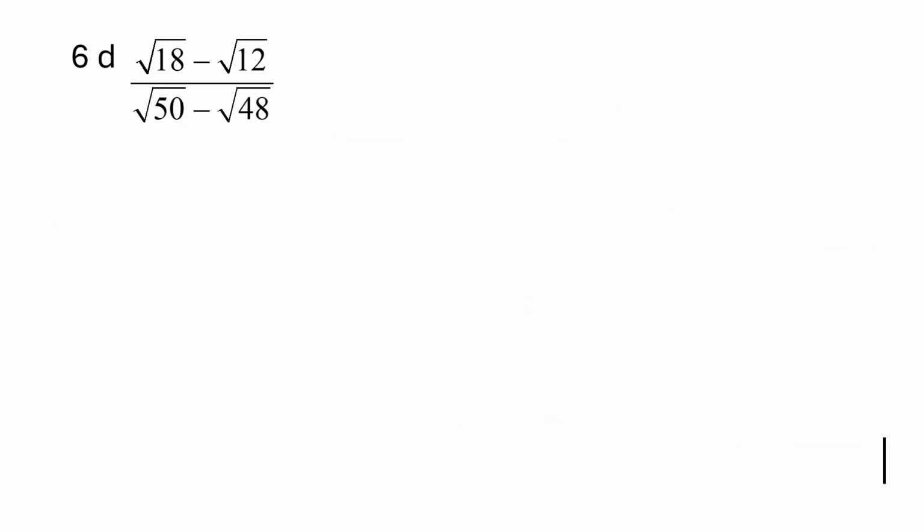Alright, let's come to 6D. 6D is slightly more challenging. Why more challenging? Because the numbers given are bigger, and they are not in simplified form. Also, if you observe carefully, the numerator involves surds, and the denominator also involves surds. So before we go on to rationalize it, let's try to simplify it first.